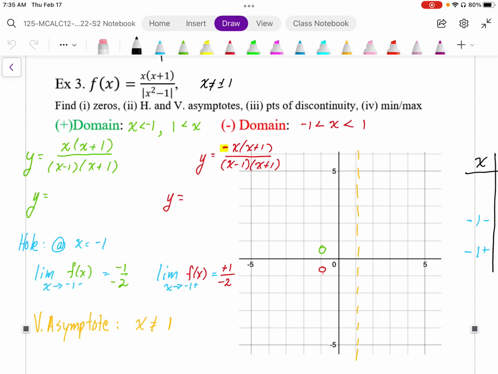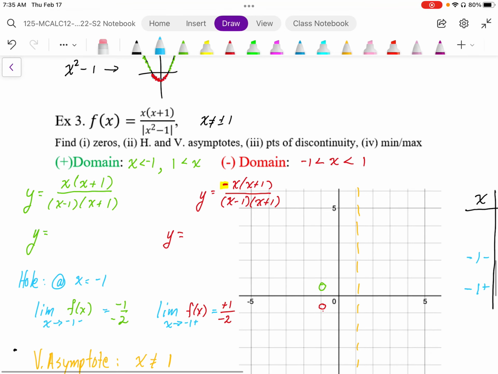So example 3 has a lot going on here. We have an absolute value in the denominator, and it looks like we have common factors as well that might cancel out. So the first thing is that we have restrictions at x equals plus or minus 1. Now, what's going to be happening at those different restrictions is going to be different.